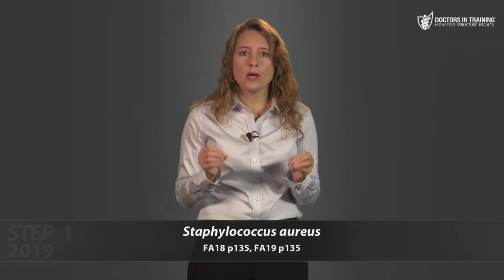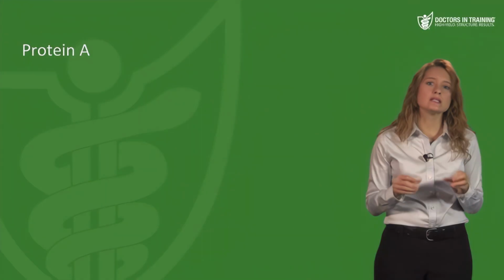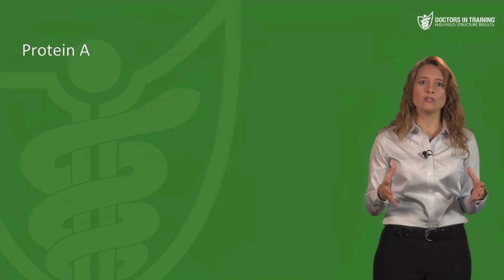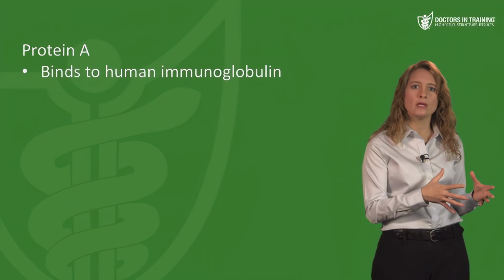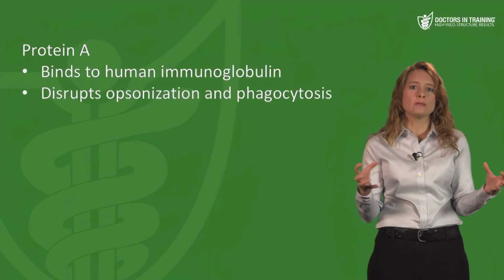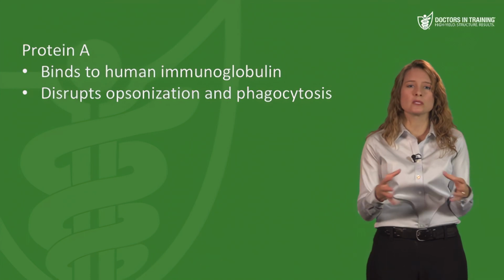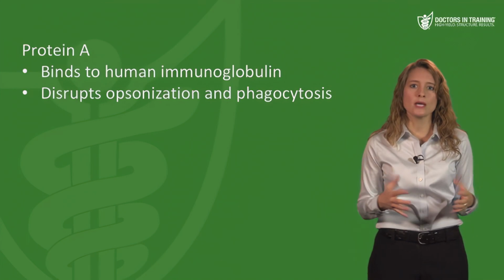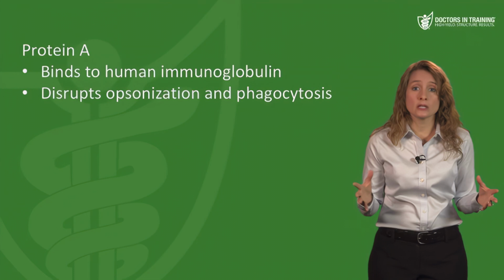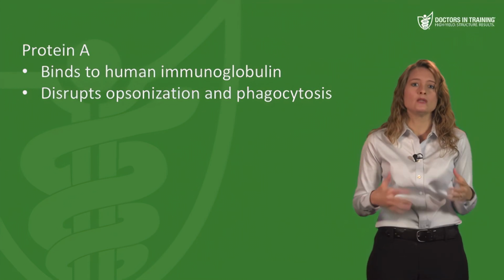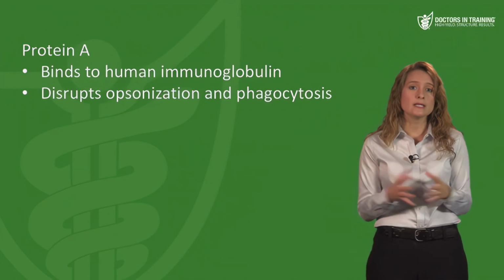Now, I want to mention one other virulence factor with Staph aureus. Staph aureus can make protein A, which can bind to human immunoglobulin. When it does so, it disrupts opsonization and phagocytosis, allowing increased survival of Staph aureus. That is one of many virulence factors of Staph aureus, contributing to its success at causing human illness.